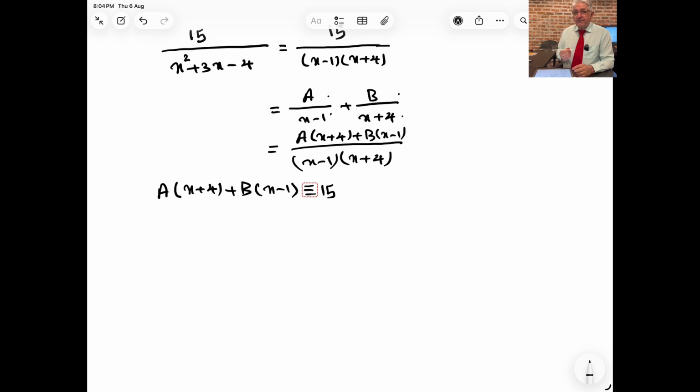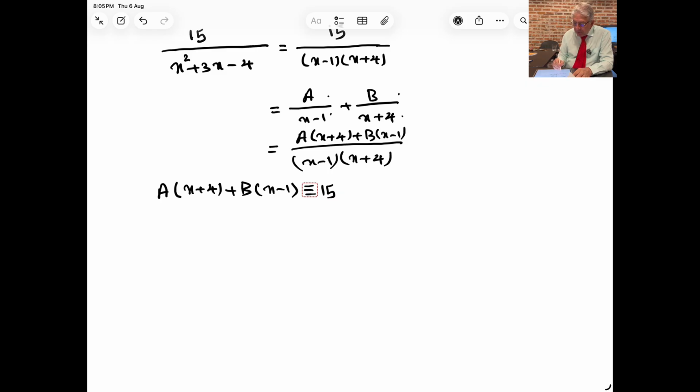Another method is substituting numbers. You can choose any number you want, that doesn't matter. If you choose any number, you are going to get the same answer because these two are equivalent. Therefore, it is not important what value of x you are using. But if you don't choose smart values, then you will have to solve a simultaneous equation, which will sometimes be difficult. How can we choose smart values?